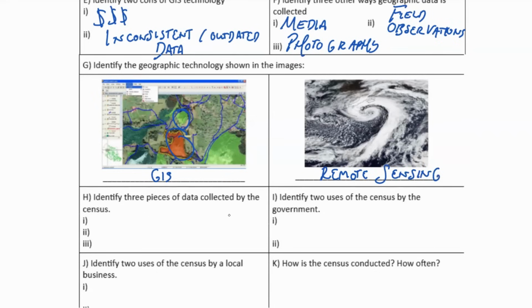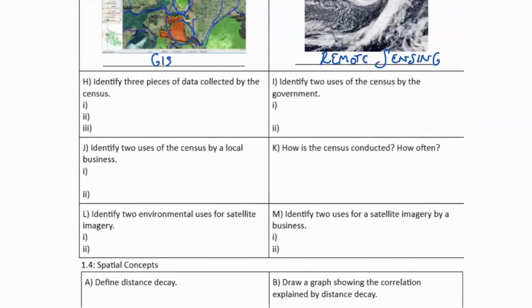All right, H, identify three pieces of data collected by the census. There's a lot of different pieces of data, but the main one is population. Some other ones I want to highlight are income, race and ethnicity data, and household size, and that's a big one as well. So these three are really big pieces of census data that are used by both the government and businesses.